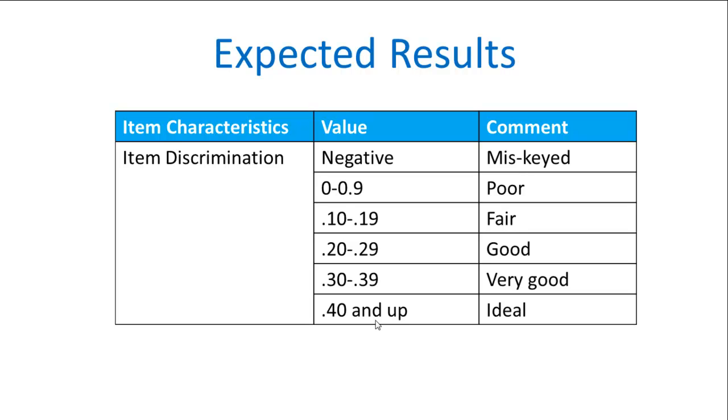In terms of discrimination, any item that is above 0.2 is fairly good, with 0.4 being ideal. As a reviewer, we really do need to watch for negative discriminations, as this would be a strong sign of an error with the item.